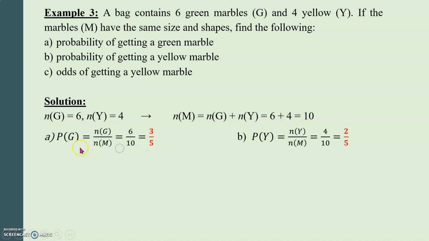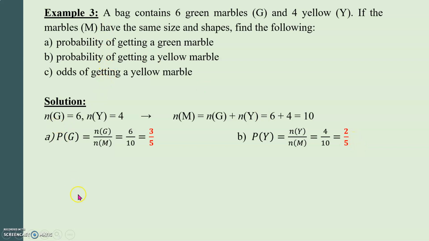So the probability of getting a green marble is equal to the number of green marbles over the total number of marbles in the bag. So that's 6 over 10. Simplify, that's 3/5. B, probability of getting a yellow marble. That's equal to the number of yellow marbles over the total number of marbles. So that's 4 over 10. That's 2/5. So the probability of getting a yellow marble is 2/5.